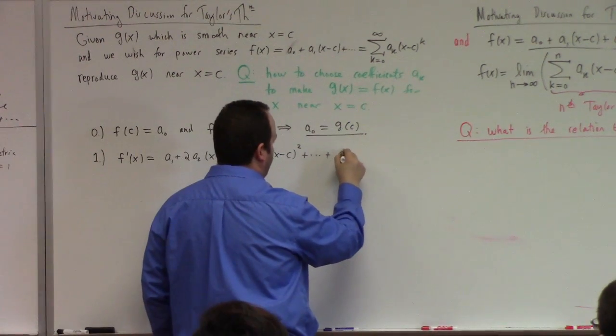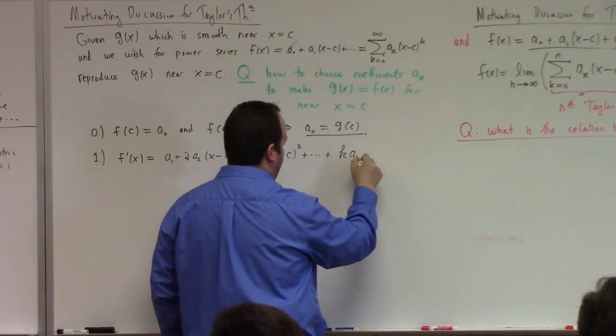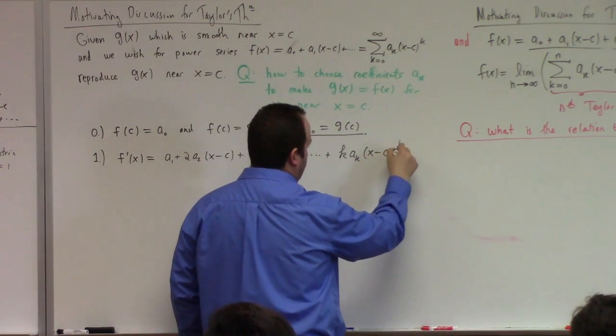If I write the kth one, it would be k a_k times x minus c to the k minus 1, right?